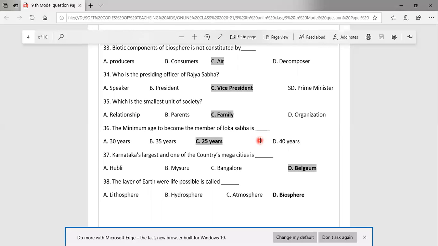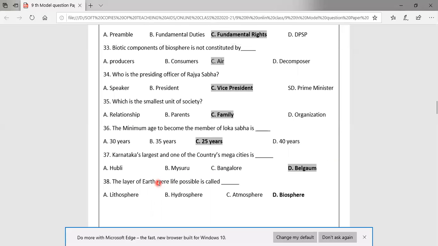37th question is, Karnataka's largest and one of the country's megacity is dash. Option A, Hubli. Option B, Mysuru. Option C, Bengaluru. Option D, Belagavi. Option C, Bengaluru is the right answer, not Belagavi.